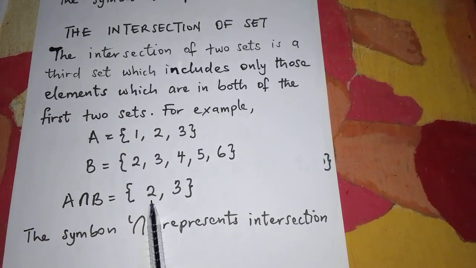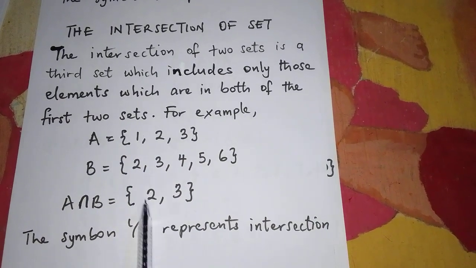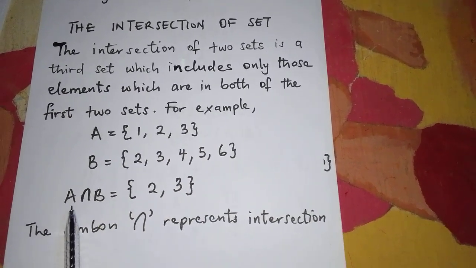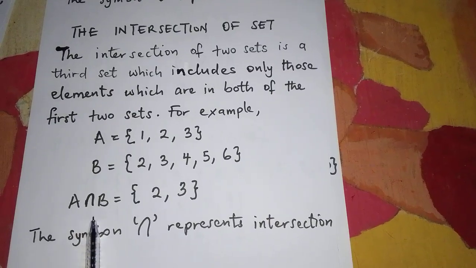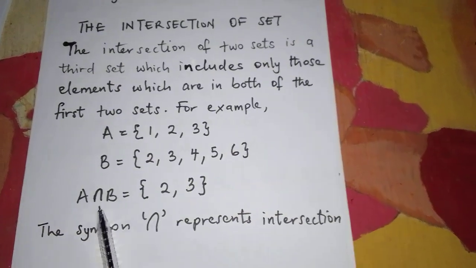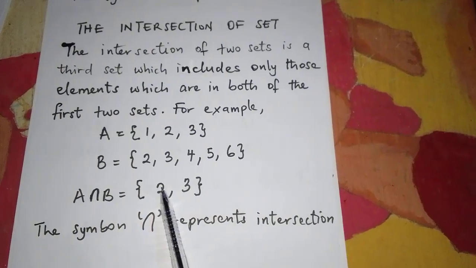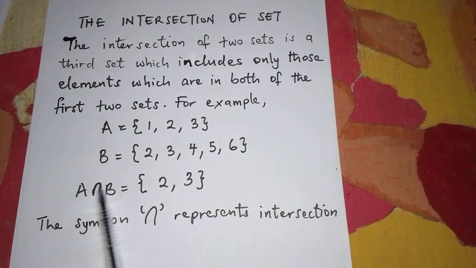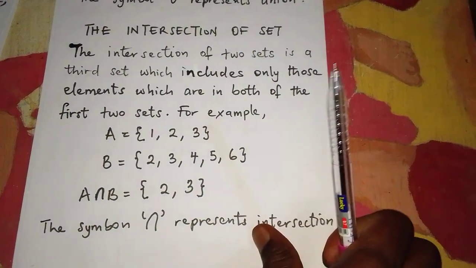So the two elements that are common in these two sets are 2 and 3. So use this symbol to represent intersection of sets. So A intersection B is equal to 2 and 3. So these are the intersection of sets.